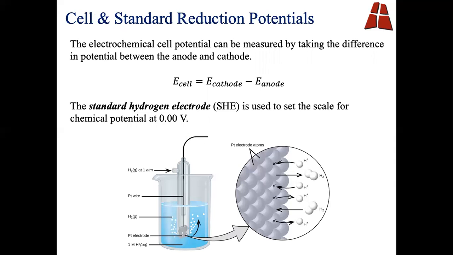Okay. And if we were to put this on a scale, which is what is commonly done, the standard hydrogen electrode, what's called the SHE, is used to establish that scale. Essentially, the potential of the reduction or oxidation of hydrogen gas on a platinum electrode under these conditions, where we have H2 gas at 1 atm and a 1 molar concentration of H+ in solution, those are our standard conditions that set our chemical potential at 0 volts.